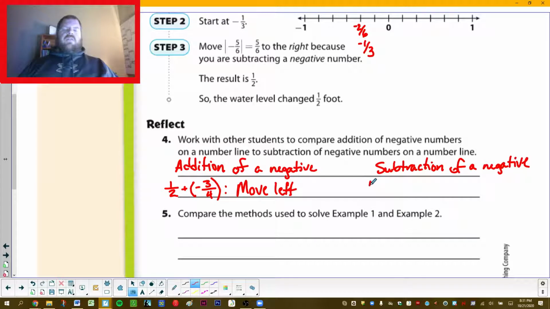And subtraction of a negative, if I use the same numbers in the same problem. So if I subtract -3/4, on this one, it's the same thing as saying 1/2 plus positive 3 over 4. And for that, I would move right.